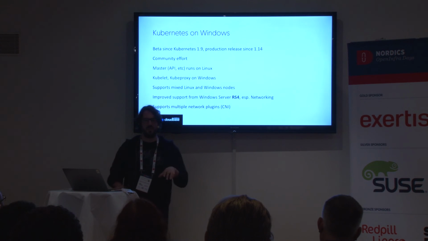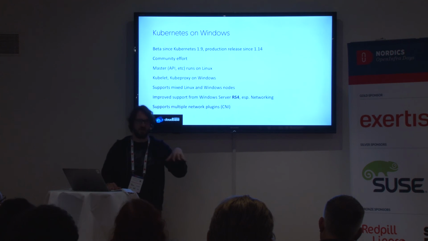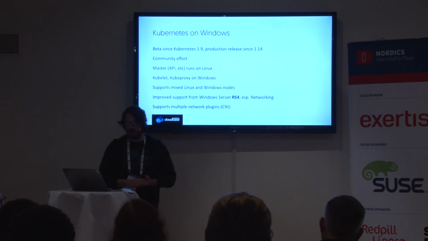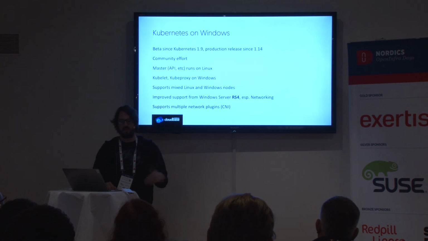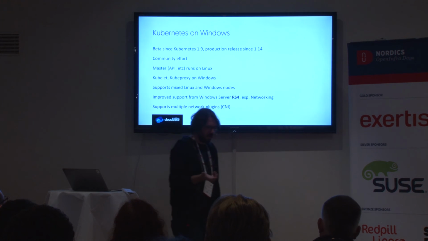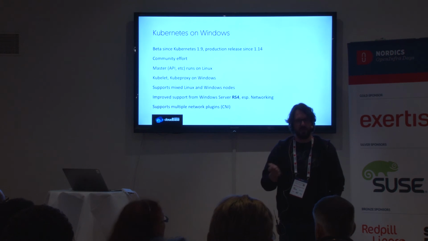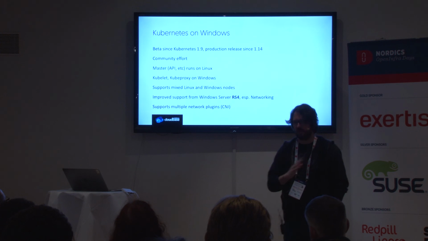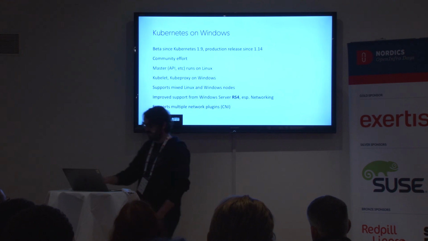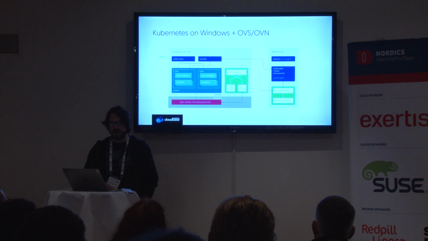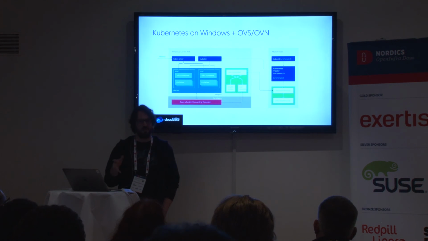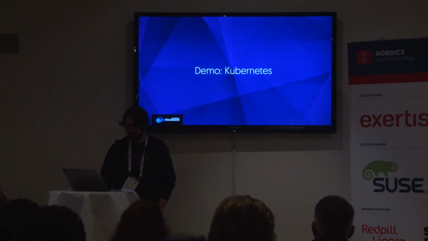So we now have the possibility to have a mixed cluster: your master will still run on Linux, and your compute nodes will be a mixture of Linux and Windows. So kubelet, kubectl, and so on will run on Windows, master and API still on Linux. There is a lot of work going on on the networking side, on the storage side, and so on. Long story short, there is a SIG called SIG Windows where we do that work, but as I mentioned before, it's production ready and it works. Here is a quick diagram about how Kubernetes on Windows works with OVS and OVN. And I think we got to the demo.